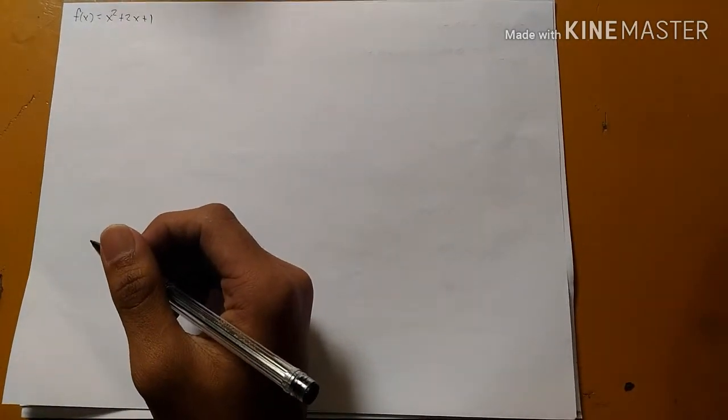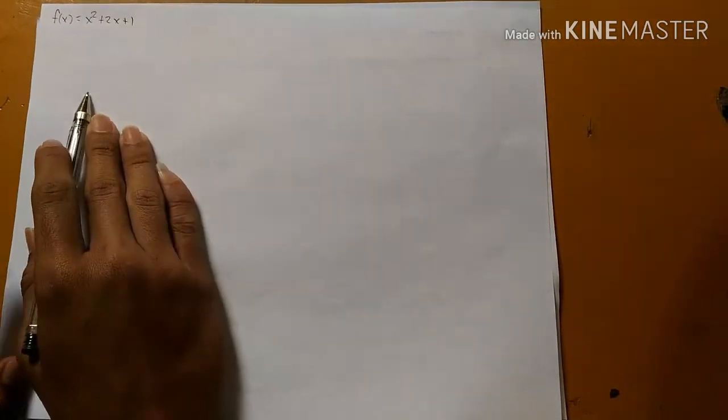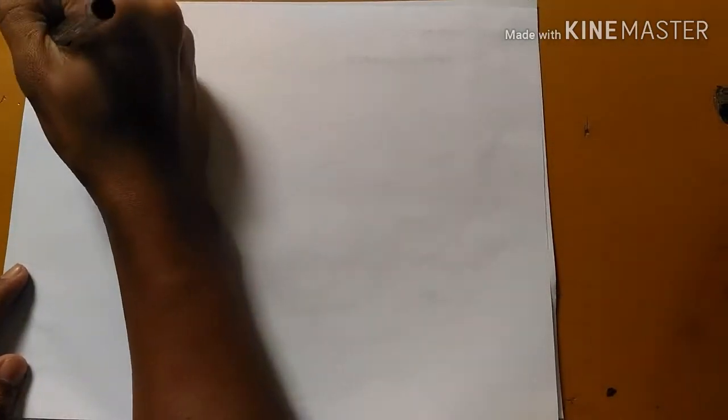The function f of x is equal to x squared plus 2x plus 1. And here's how to find the derivative using the formula. First, in the formula, we need to substitute x with x plus h. So here's what we're gonna do.